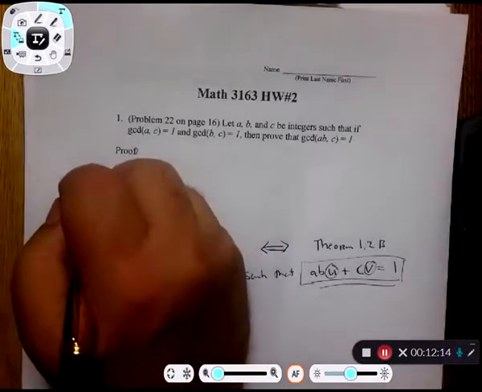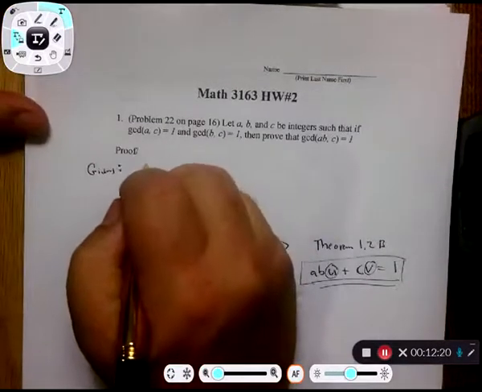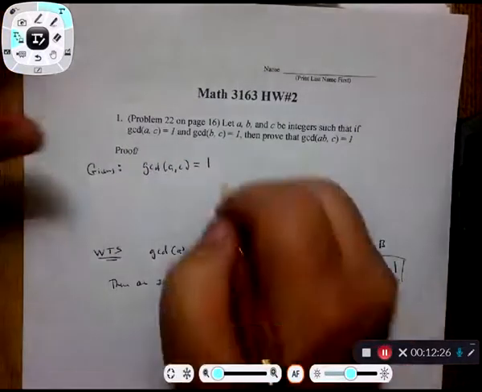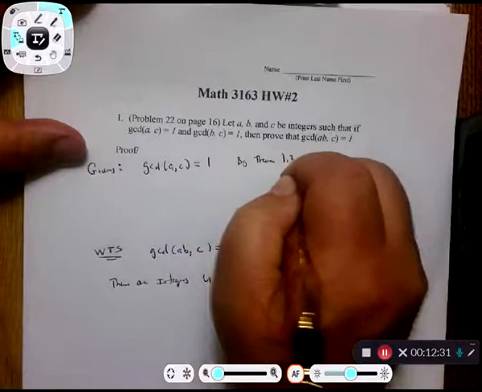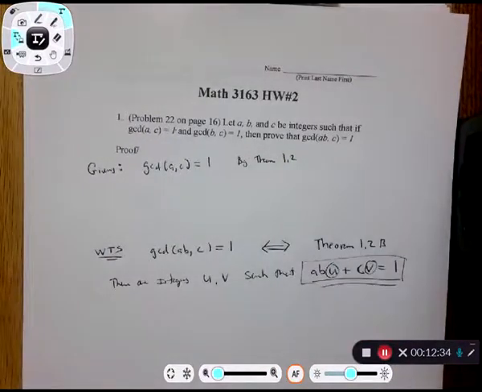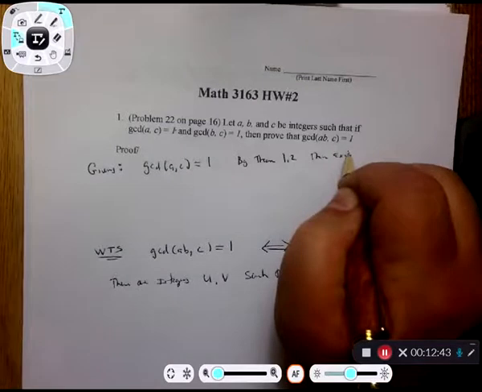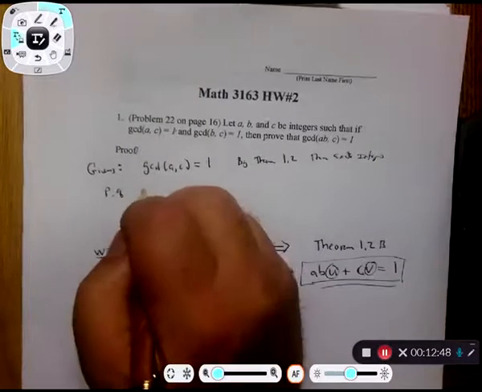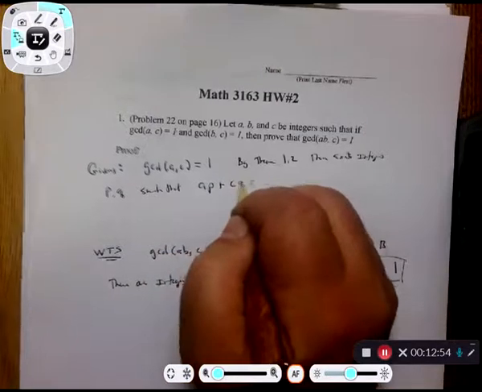Now, before you want to show, you've got the givens. What's given on this thing? Well, your givens are, the first one is that the GCD of A and C is equal to 1. And then you can start by Theorem 1.2, because the definition of GCD, 1 divides, it's not going to really help you out at all. 1 divides everybody. So by Theorem 1.2, there exist integers P and Q, such that AP plus CQ is equal to 1.